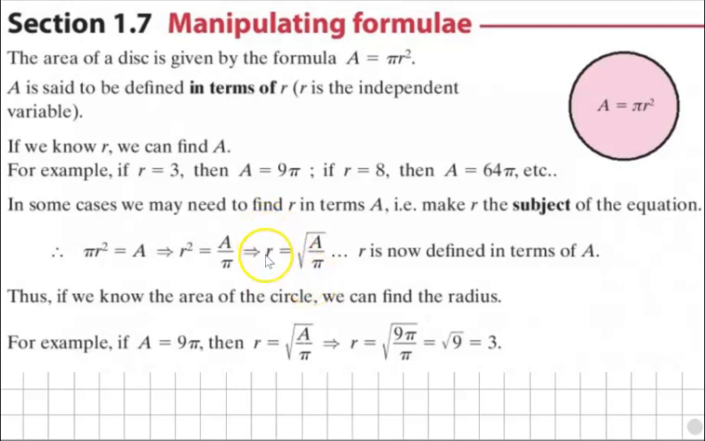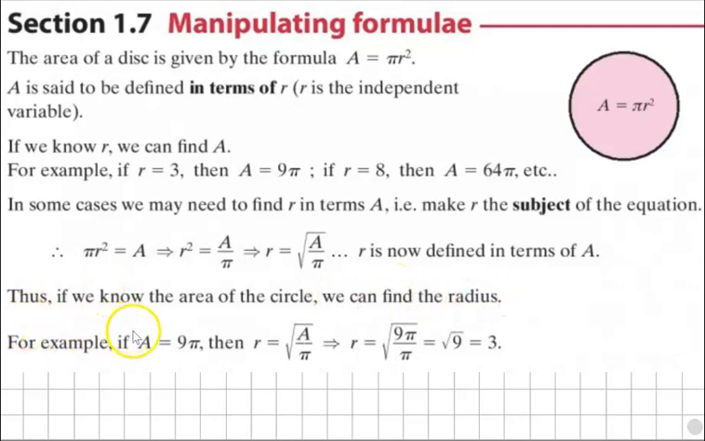So now we have r on its own. So now r is the subject of the formula or the subject of the equation. So r is now defined in terms of A. Thus, if we know the area of the circle, we can find the radius.